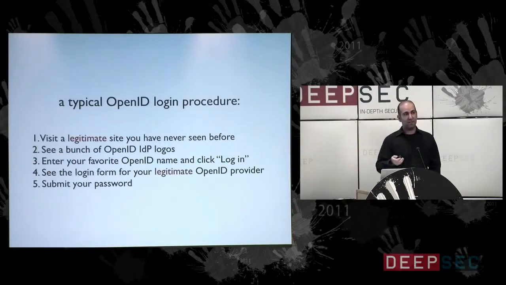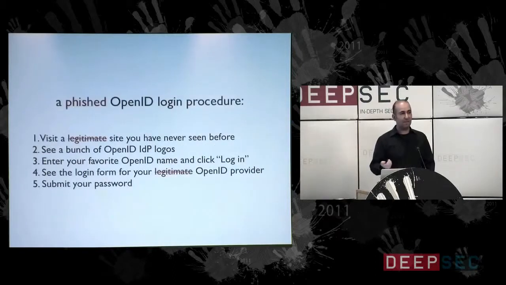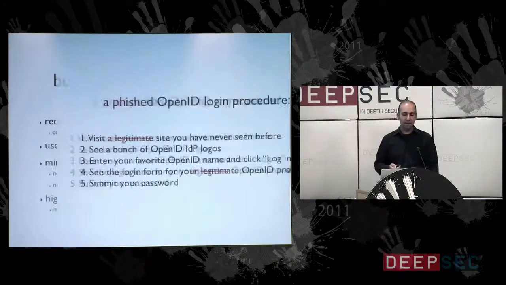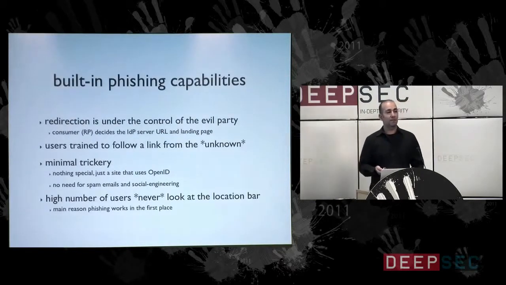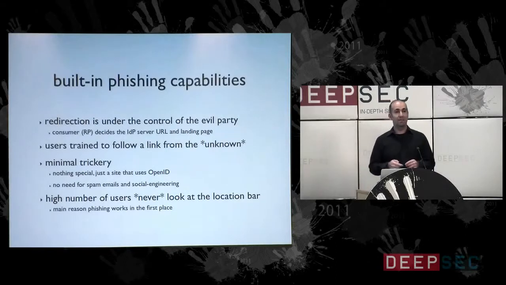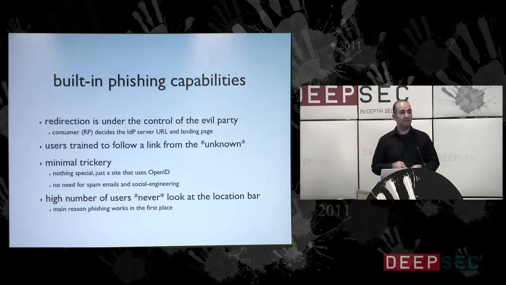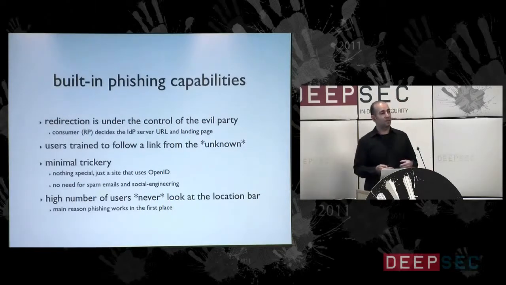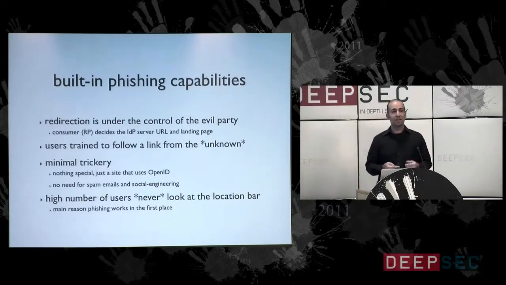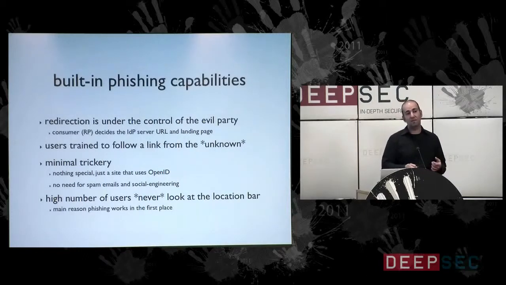Now let's look at the phished OpenID procedure. Well, it's exactly the same thing, except the site's no longer legitimate. So OpenID comes with some awesome built-in phishing capabilities for the phisher. The biggest problem is that OpenID actually teaches the user to follow a link from an untrusted party, in this case an untrusted third-party client. So all the trickery that goes into phishing in order to create some motivation and convince you that you need to go access something kind of goes out the window.